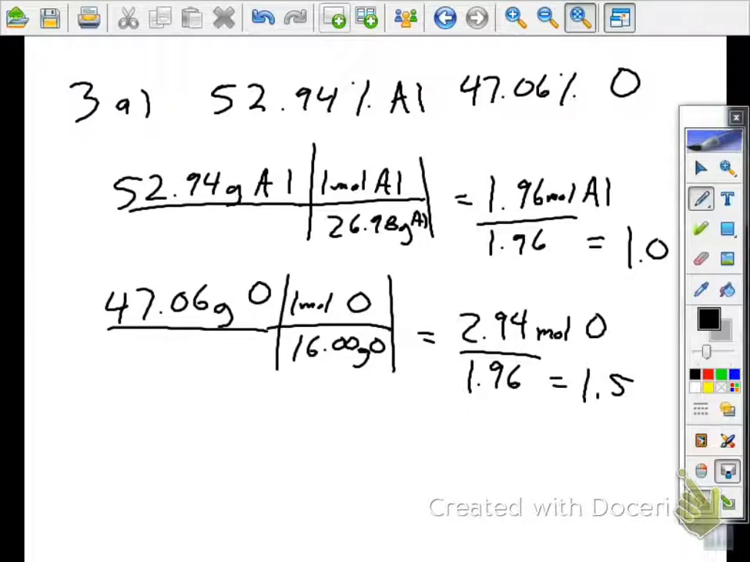So I'm going to multiply the 1.5 by 2. That's going to give me 3. Then I'm going to take the 1 times 2 also, because I've got to do it to both, and it gives me 2. So I end up with 2 aluminums and 3 oxygens, so the formula is Al2O3. That's aluminum oxide's formula.